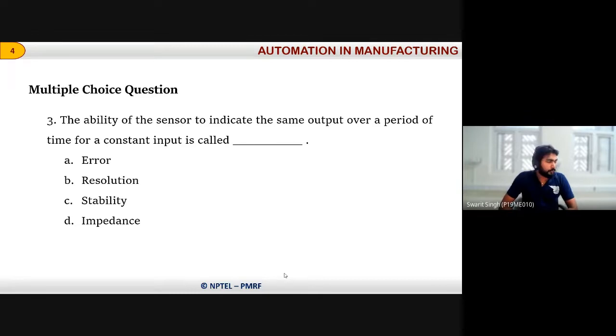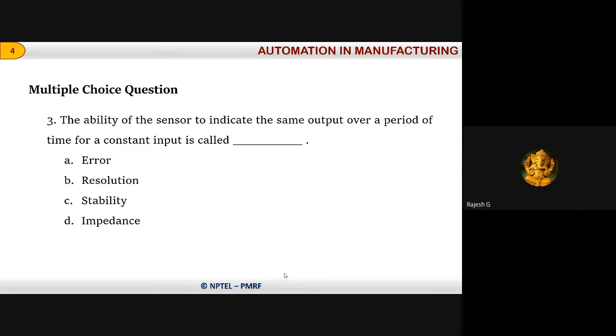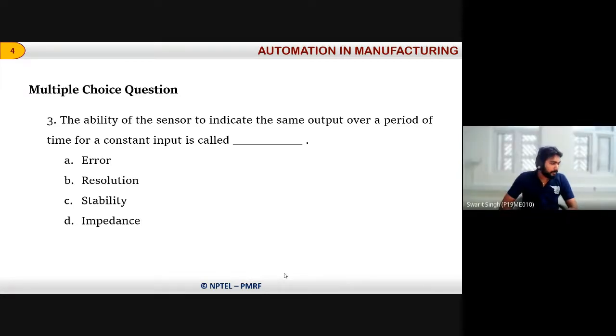Now, the third question is on the screen. The question says the ability of the sensor to indicate the same output over a period of time for a constant input is called. Again, it is a definition, and if you have read the course content, then you must be able to answer this question. Amritpal Singh said C, D. Okay, stability. Rajesh is saying stability. Sudeep Chaudhary is saying B, resolution. So it means this definition has caused some confusion.